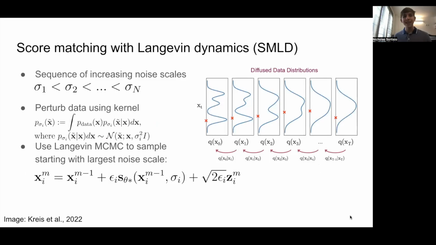So a similar but slightly different technique to DDPM is called score matching with Langevin dynamics, or SMLD. And so what SMLD does is it defines first a sequence of increasing noise scales and then uses those to perturb the data with a Gaussian kernel, and then you sample backwards using Langevin Markov chain Monte Carlo, starting with the largest noise scale and then moving back in time towards the beginning.